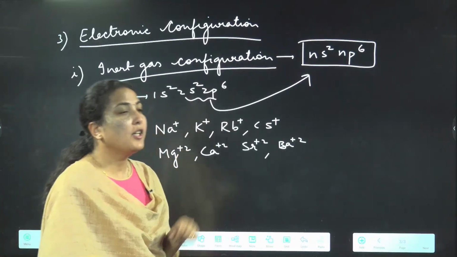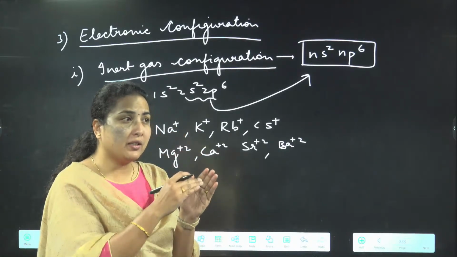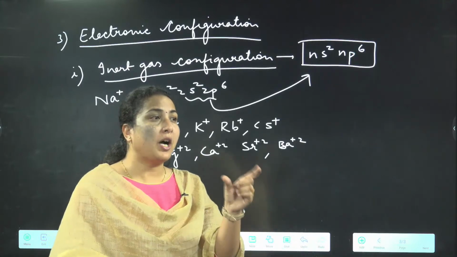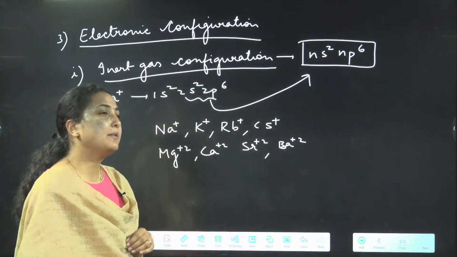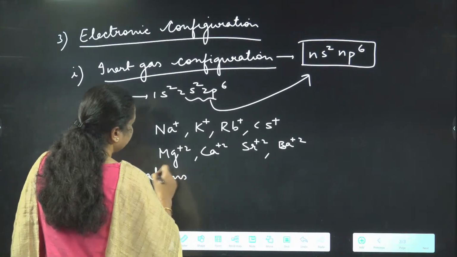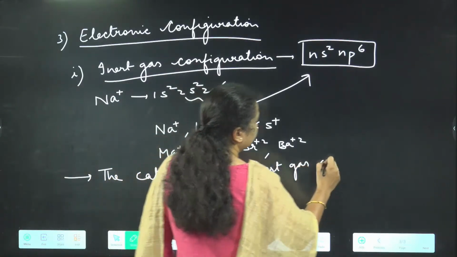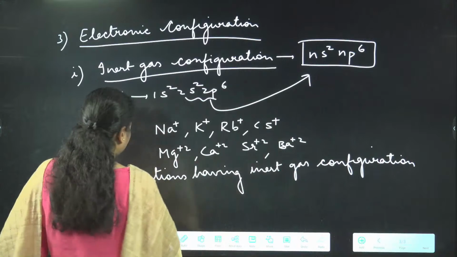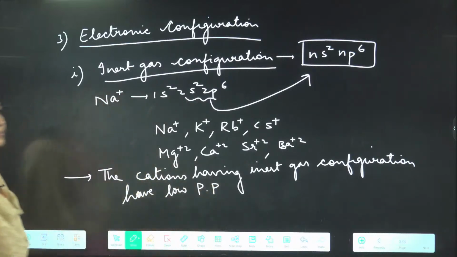And here you are having s and p, right? So we know that these electrons, s and p, they have got good shielding effect. So they'll be able to shield the nuclear force of attraction of this particular cation. So it will not be able to reach out towards the electron of the anion. Getting it? Because of good shielding effect of s and p, right? So we are going to write down the cations having inert gas configuration have low polarizing power. Okay? Getting it?